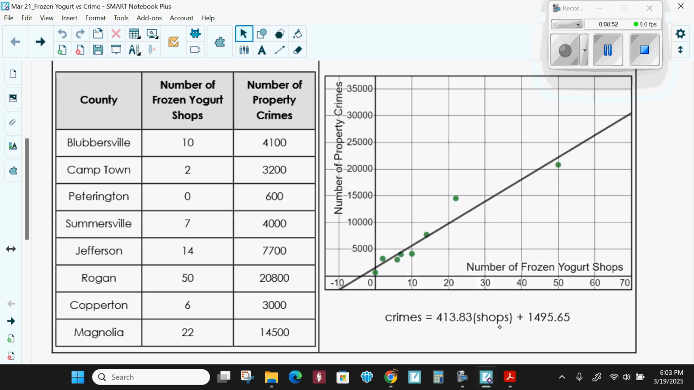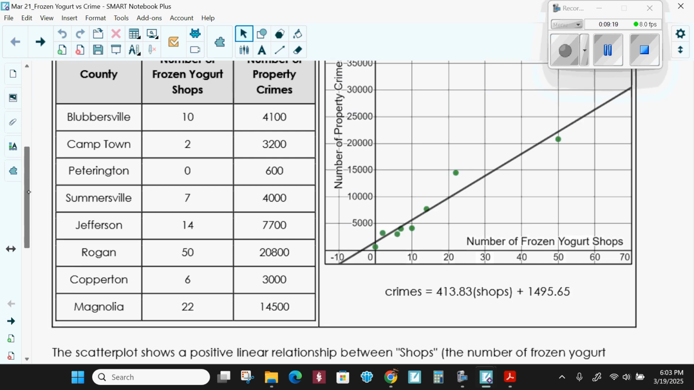And this is their equation that they did for the shops. So they're saying here the average, or with no shops, you would expect to have 1,496 property crimes. And then this is our relationship for every one shop open, 413.8, so 414 more property crimes are committed for every shop that's opened.